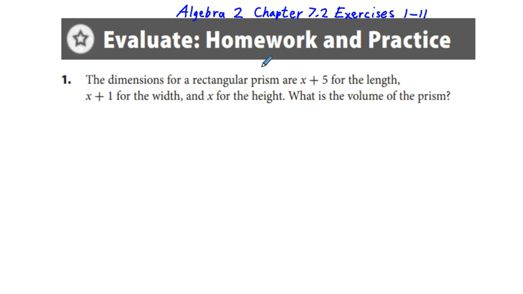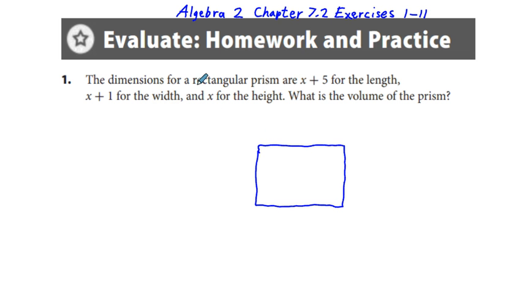Number 2, Chapter 7.2, exercises 1 through 11. This set is going to be on multiplying polynomials. I am redoing this video because I have 2 very alert students who caught a mistake I made in the predecessor video. So for problem 1, we're going to do the odd numbered problems in this set.